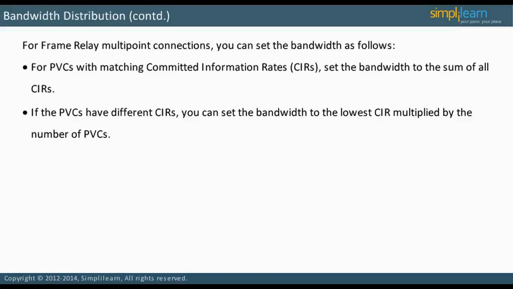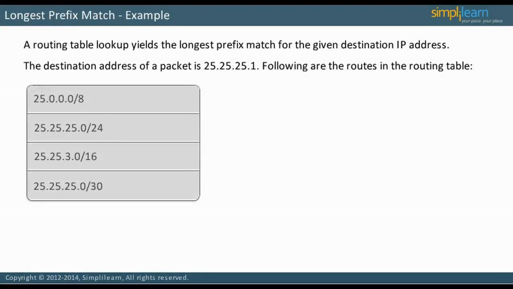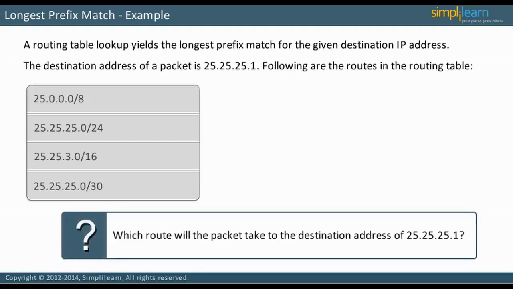Let us look at an example of longest prefix match. A routing table lookup yields the longest prefix match for the given destination IP address. If the destination address of a packet is 25.25.25.1, which of the routes on the slide will the packet take to the destination address? Click each choice to see the explanation and the correct answer.